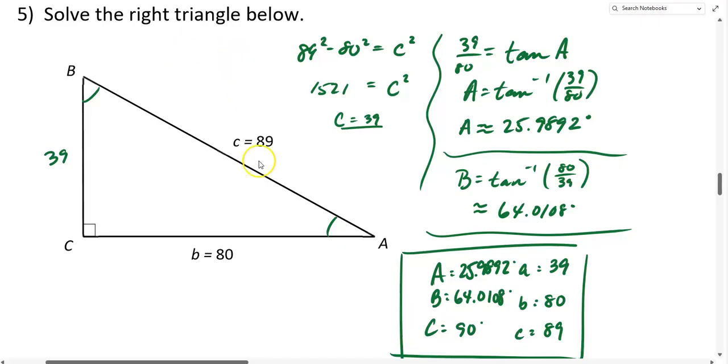For number 5, we have to solve the right triangle. Finding the missing side length is pretty easy to do with the Pythagorean equation, but finding the missing angle measures can be a little bit more tricky. I elected to use tangent, although other trig functions are permitted. Tangent of angle A would be equal to 39 over 80, opposite divided by adjacent. So then tangent inverse of 39 over 80 from our calculator gives us our decimal result.